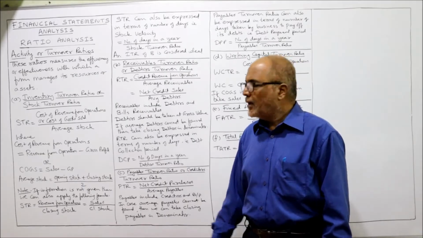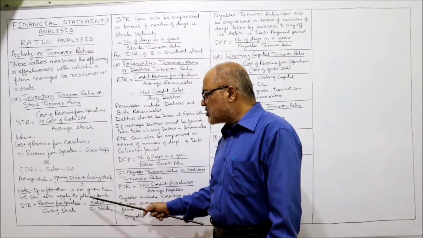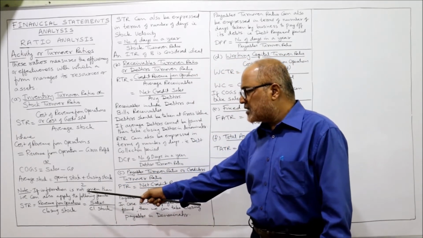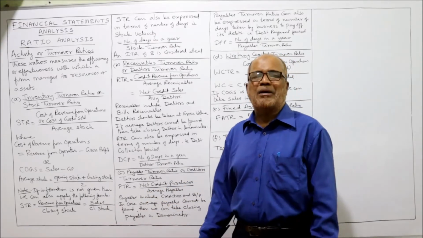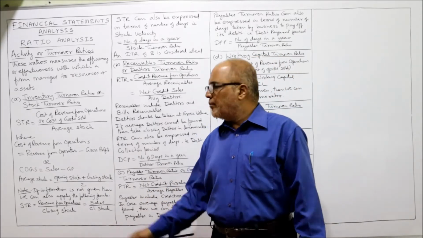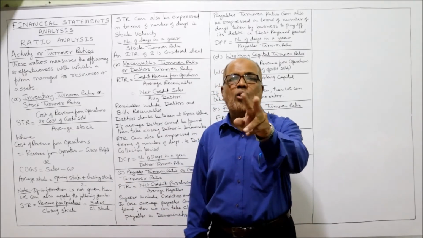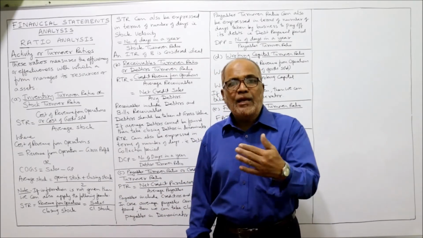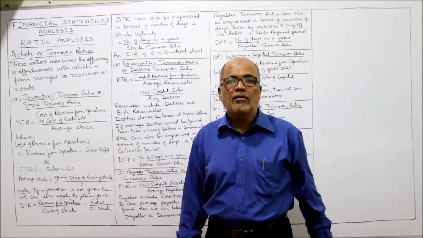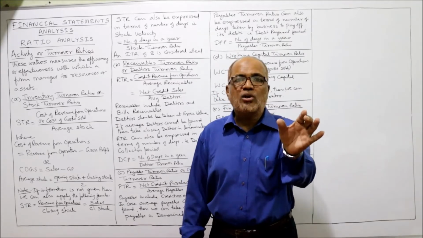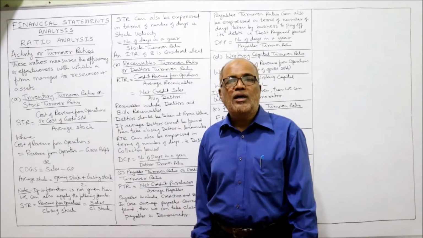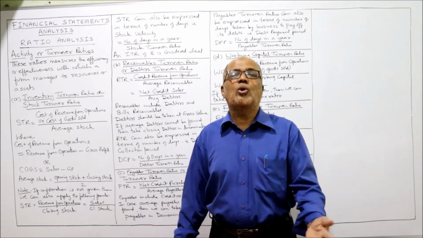Now note, if information is not given, we can apply the following formula. We can calculate average stock only when both opening stock and closing stock are given. In many problems, opening stock will not be given. When opening stock is not given, we cannot calculate average stock. In that case, the denominator will take closing stock.